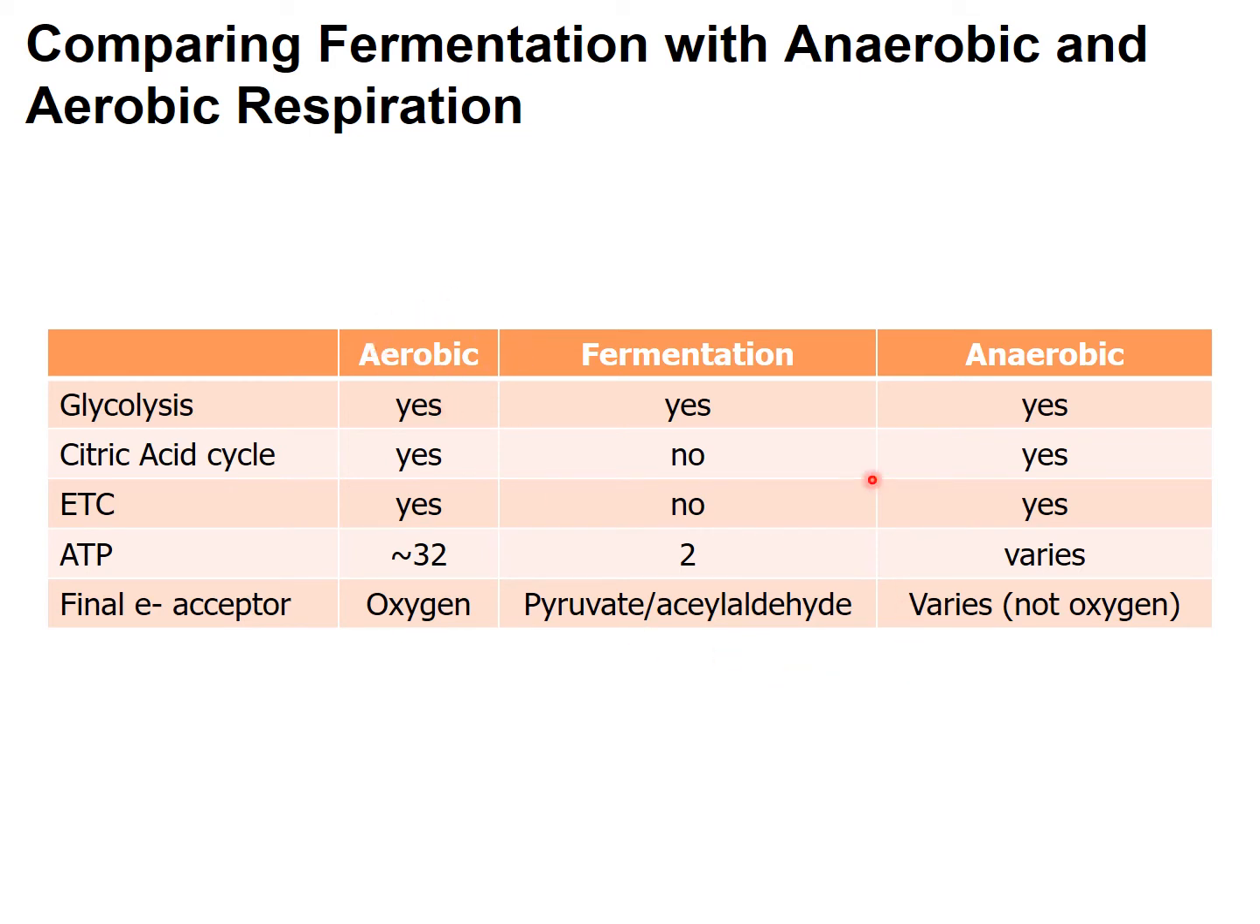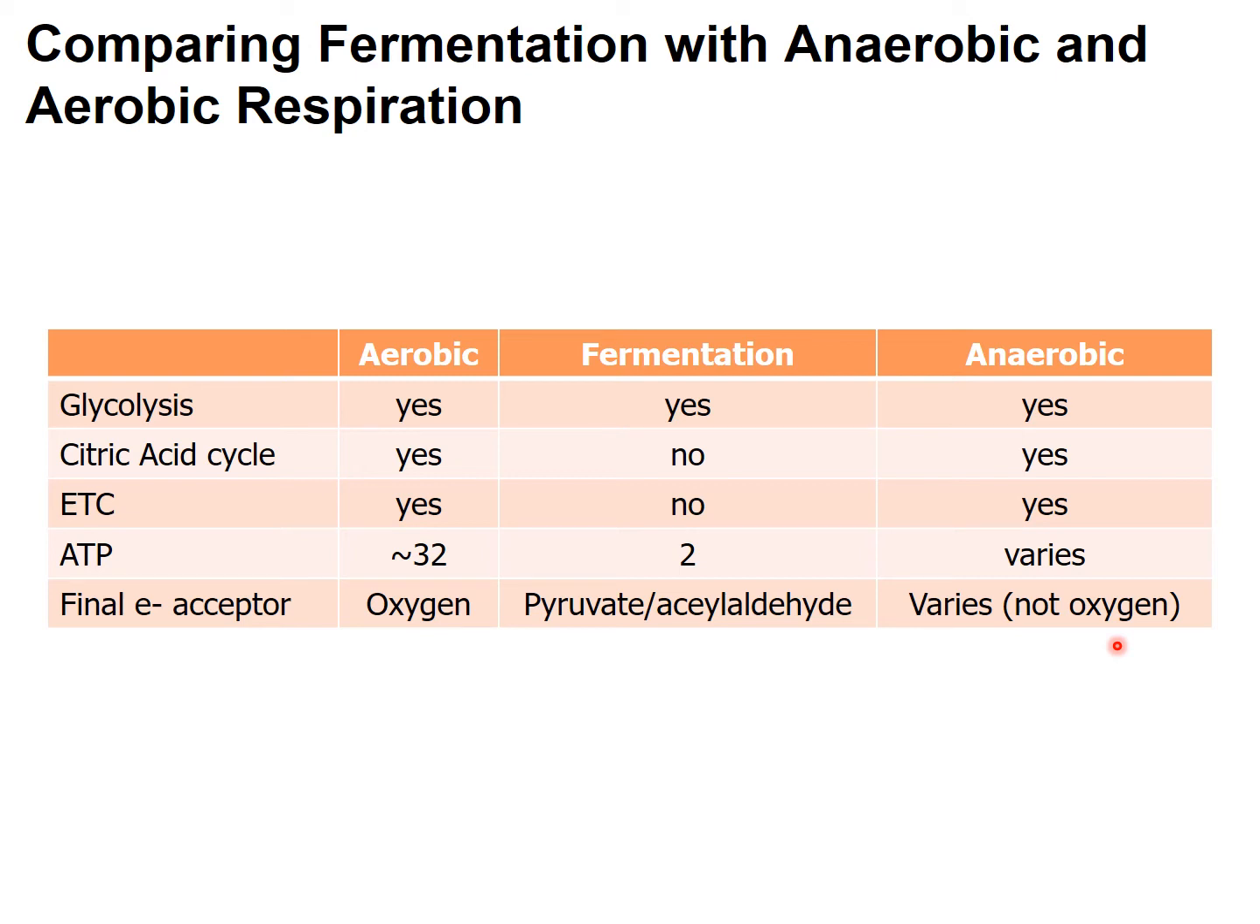That's why it's called aerobic respiration. Now let's compare both fermentation and anaerobic respiration. Anaerobic respiration is very similar to aerobic respiration, with glycolysis, the citric acid cycle, and the electron transport chain. However, the amount of ATP can be as much as 32, sometimes more than 32, but as little as what fermentation produces. Okay, here the final electron acceptor can be a number of different things. It's just not oxygen. And that's why it's called anaerobic respiration.